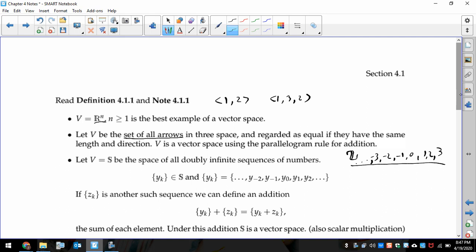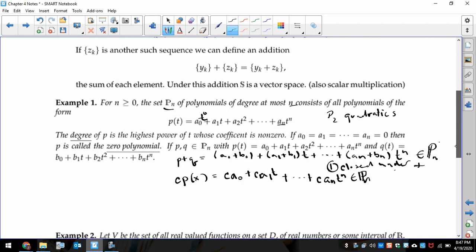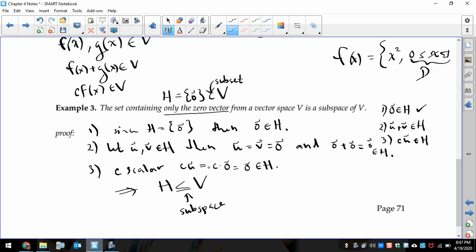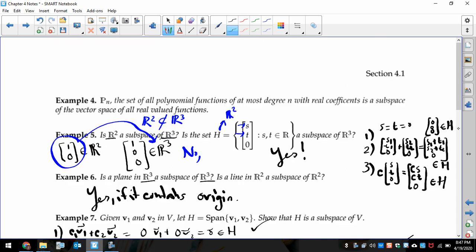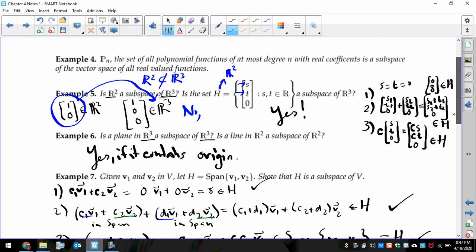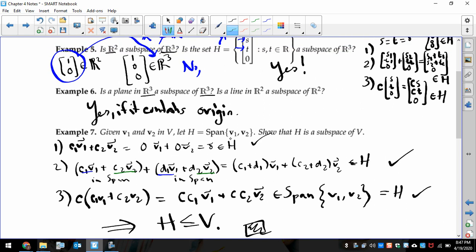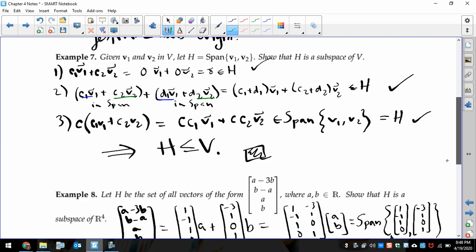And here it is on the next page. This is the subspace notation, and there are three requirements to be a subspace. You have to contain the zero vector, you have to have closure under addition, and you have to have closure under scalar multiplication. We did a little proof there, and we showed that the span of a set of vectors is always a subspace of the vector space that those vectors originate from.